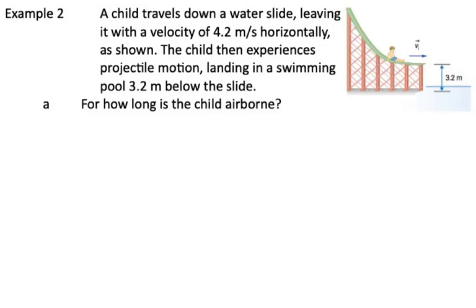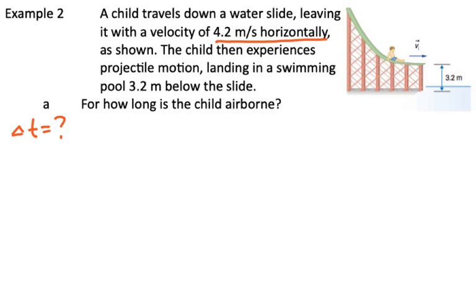So in this example, we have a child traveling down a water slide, leaving it with a velocity of 4.2 meters per second horizontally. That is going straight horizontal. Once the child leaves the slide, the child undergoes projectile motion, landing in the swimming pool, which is 3.2 meters below the slide. Few questions here. For how long is the child airborne? So in A, we are asking to find delta t.